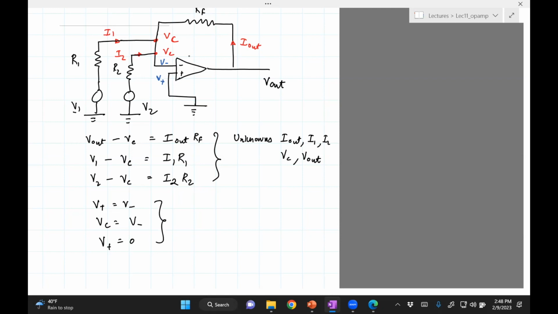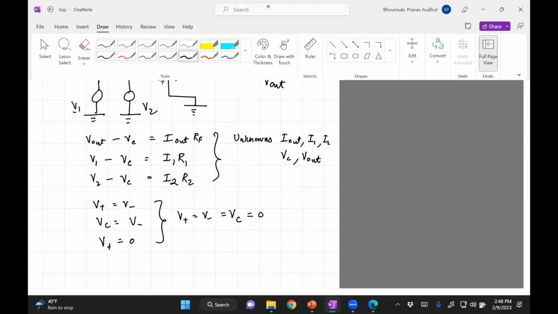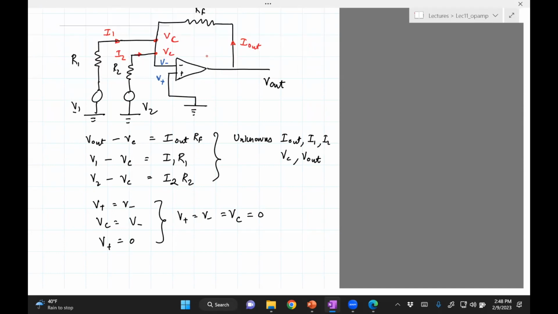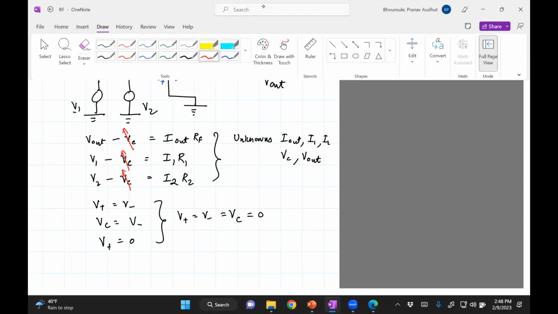Okay, so from these three equations, we can see that V plus, VC and V minus are all the same potential, 0. So V plus is V minus is VC is 0. Okay, so this eliminates one of the unknowns. But we still need to solve for the other one. So let's see how we can relate them.